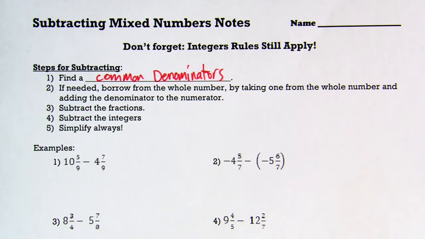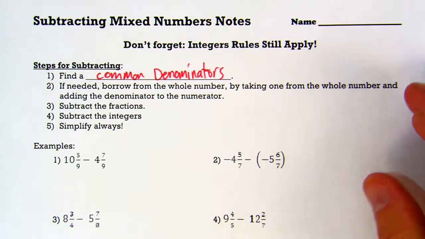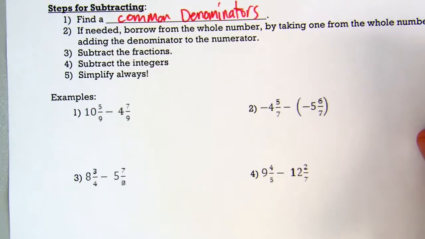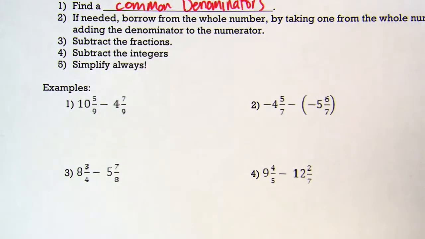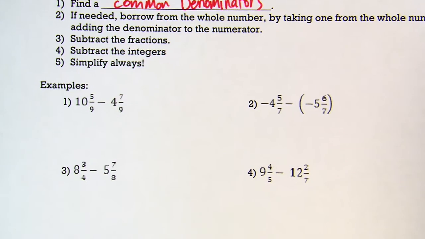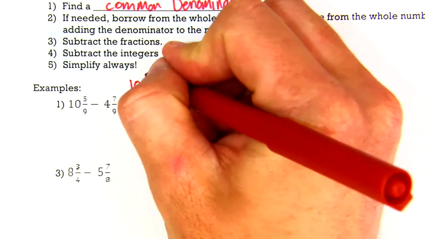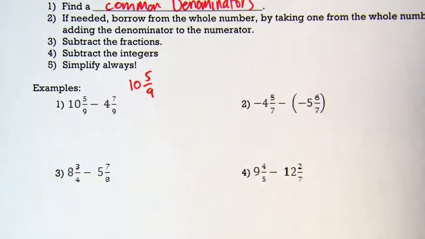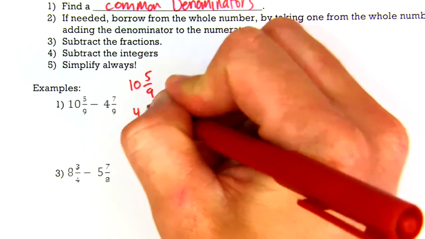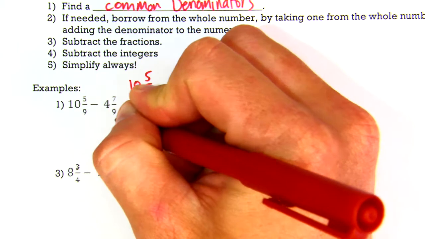Okay? So our first one is 10 and 5/9 minus 4 and 7/9. I noticed that there are common denominators there, so I don't have to worry about that. So I'm going to go ahead and stack them up right now. So I've got 10 and 5/9, and I've got 4 and 7/9.